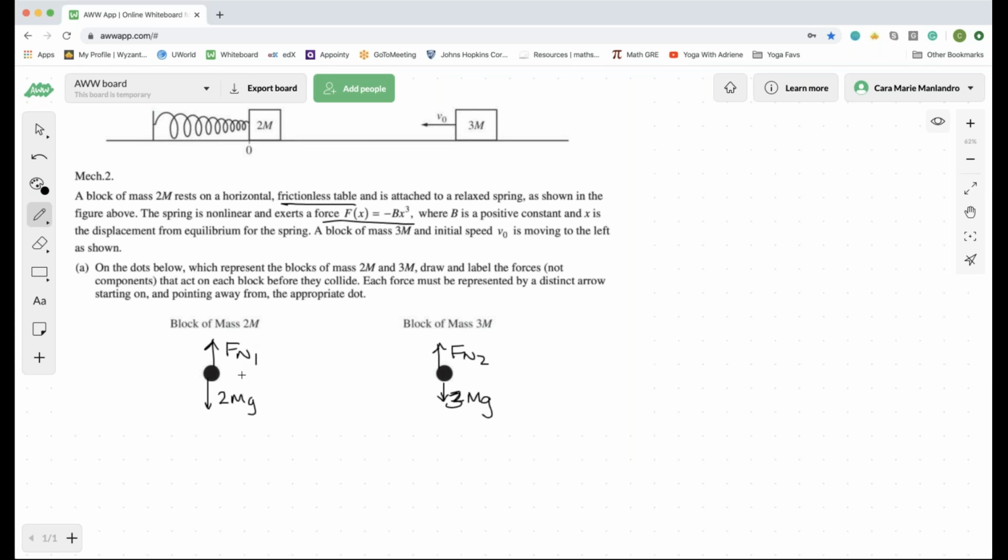Now, I didn't draw an arrow for the force of the spring. Why not? Before they collide, it's relaxed. So what does that mean? If F is equal to negative kx and it's relaxed, x is 0, so therefore the force is 0. Okay, perfect. Good job.